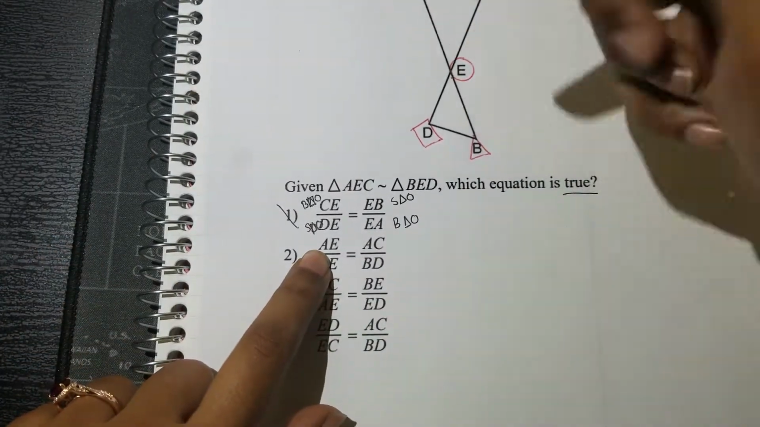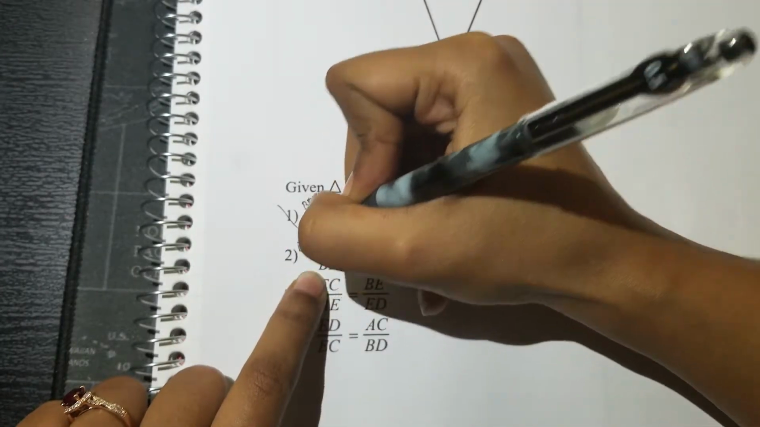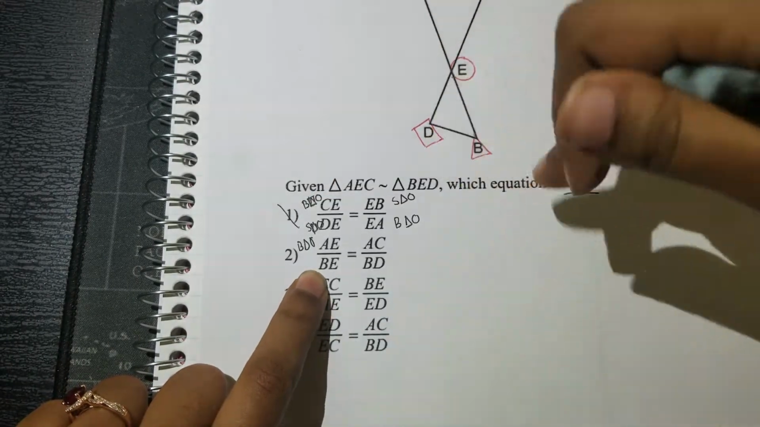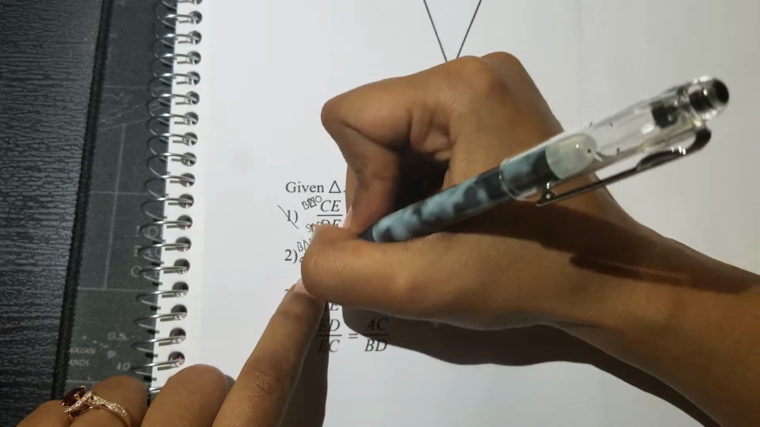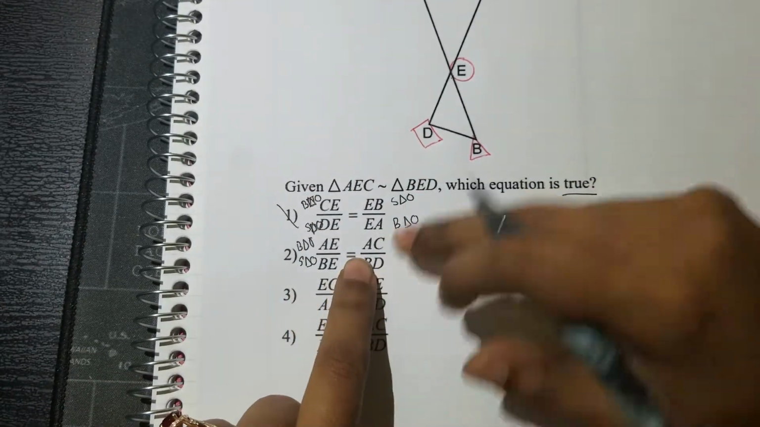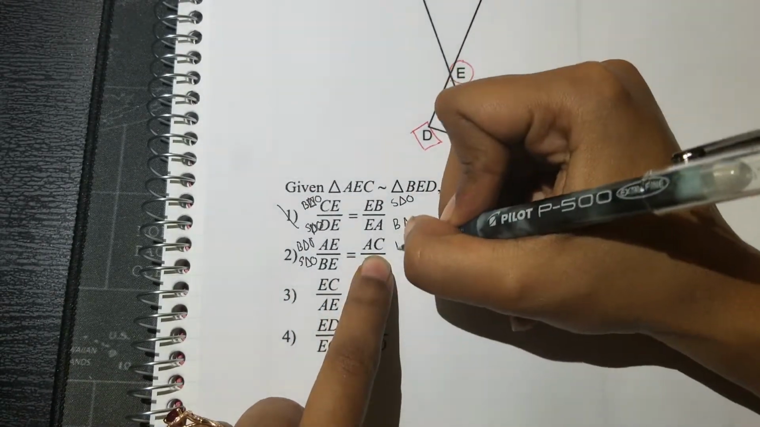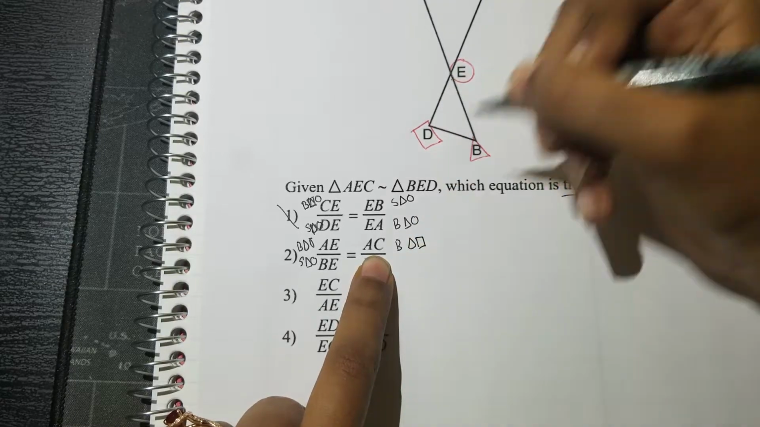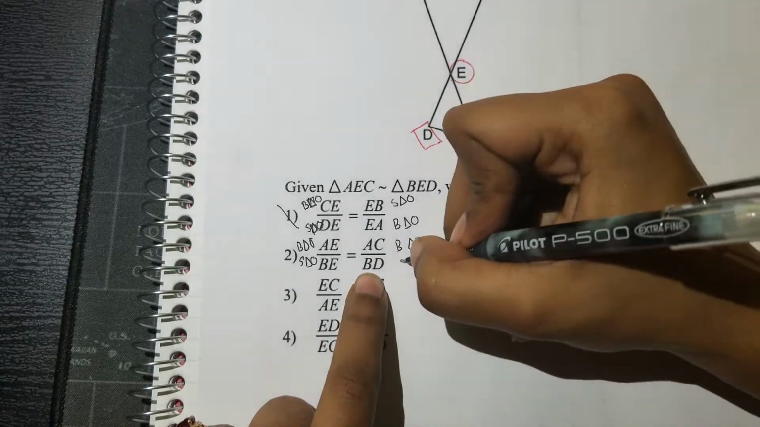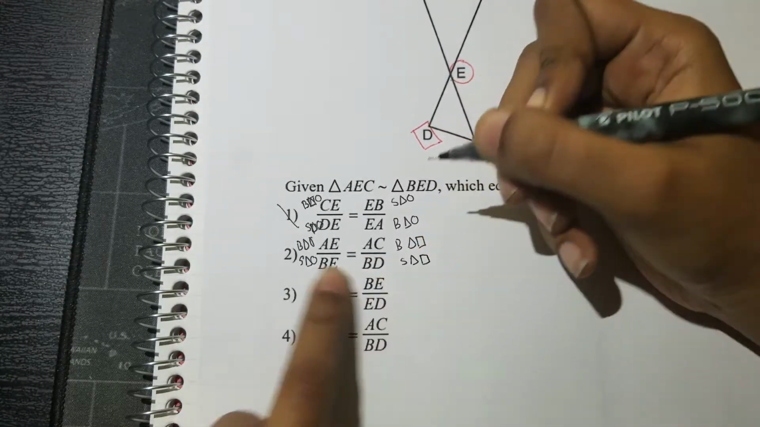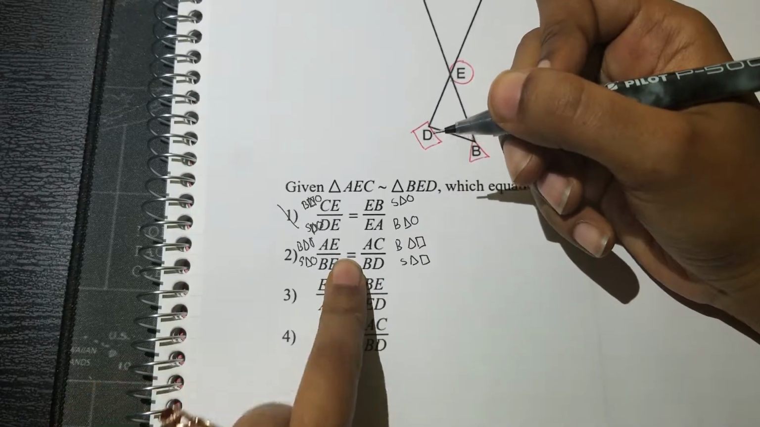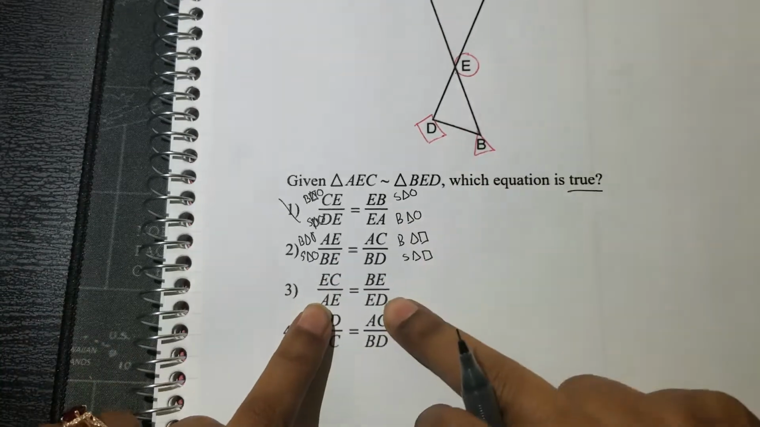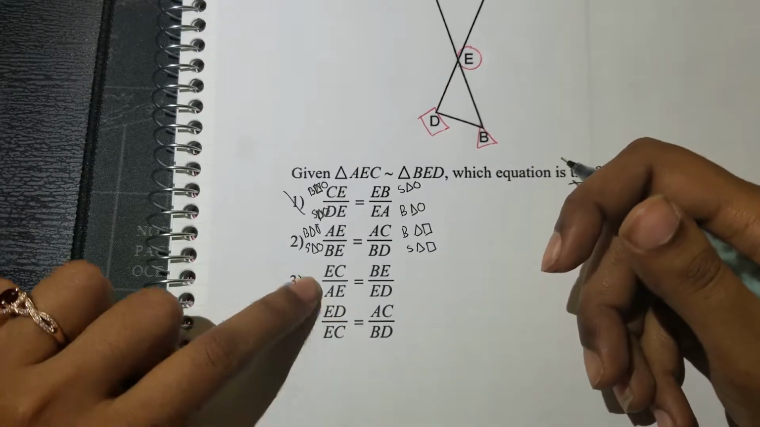So AE is big triangle circle, BE is small triangle circle. So hopefully this is big over small as well. AC is big triangle square, and BD is small triangle square. And this looks to be our answer. But let's just look at number 3 as another example of how we go about this.